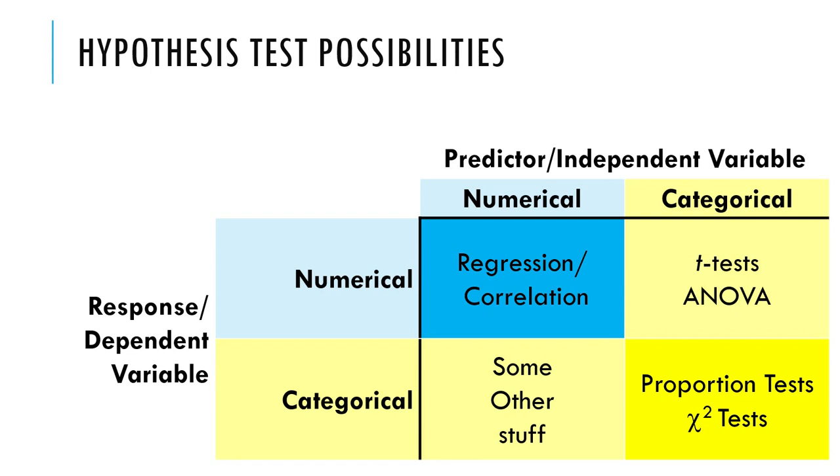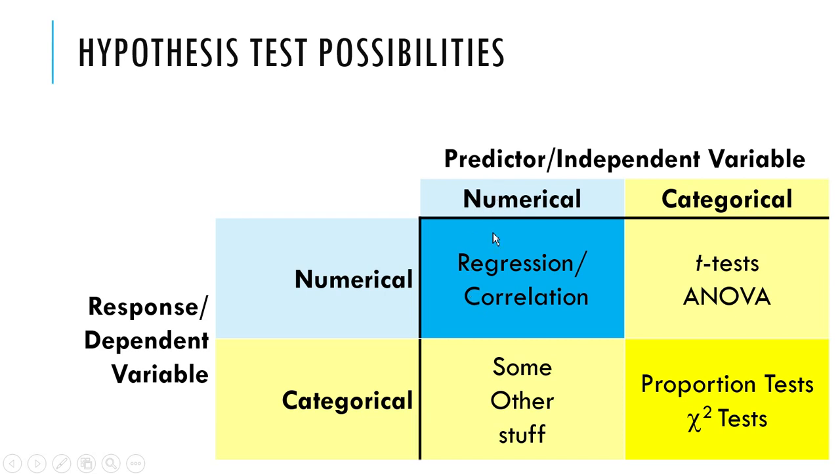So there's a number of different hypothesis test possibilities that we can have here. If we're doing hypothesis tests, we either just have one variable, in which case we would look at just this first column here, or we have two variables. And if you have two variables, there are these possibilities. One of them could be numerical and the other one numerical, in which case we have regression and correlation, if we have two numerical variables.